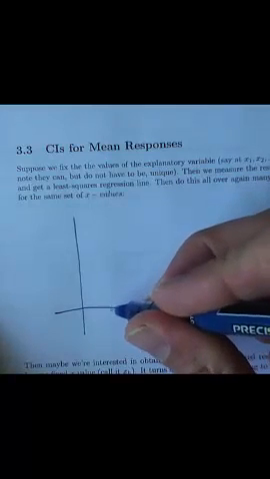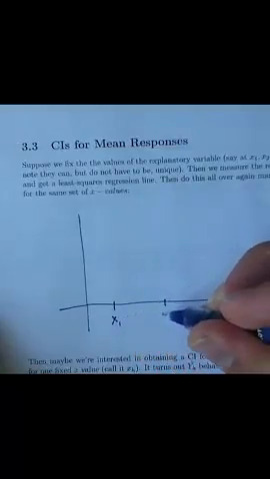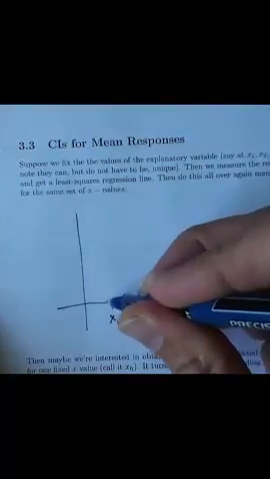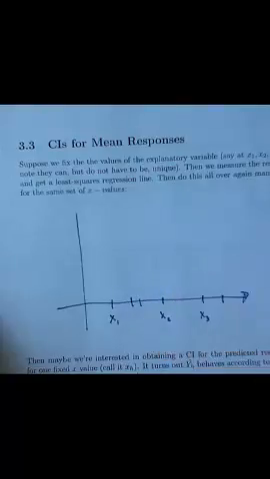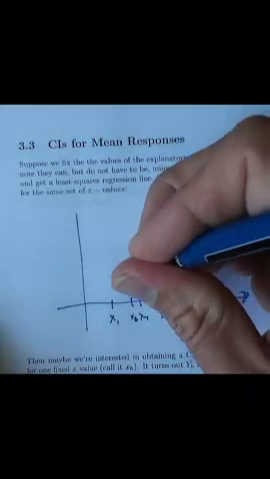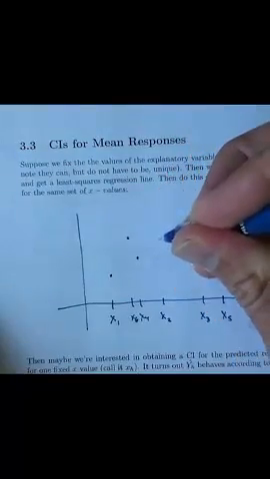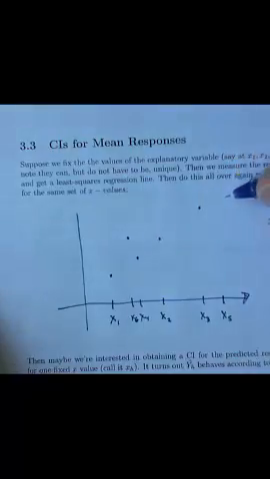Let's talk about confidence intervals for mean responses. Suppose that we fix some x values in advance. Maybe I plan to observe the response at some of these values, x4, x6, and you observe the response thusly.